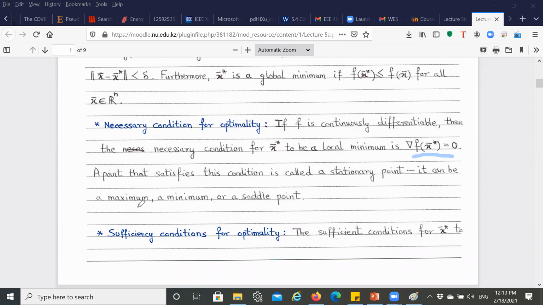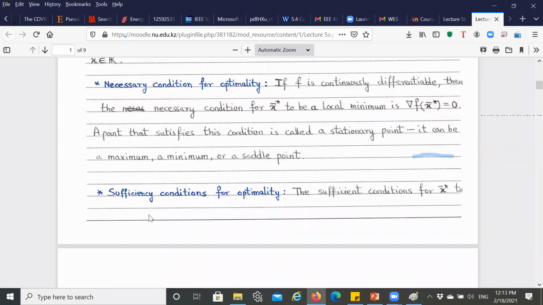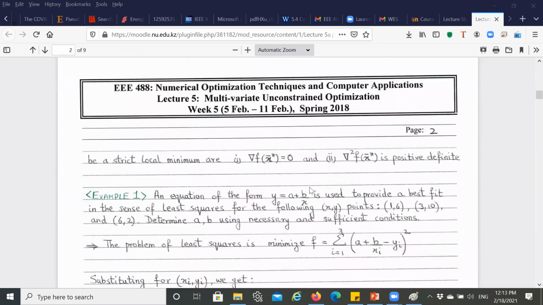So in order to ensure which one it is, or what I call the nature of that critical point, we use the second order check, which is the second derivative check or the sufficiency condition. And the sufficiency condition says that the first should hold, that means the gradient should be equal to 0, and the Hessian at that point should be positive definite, okay?